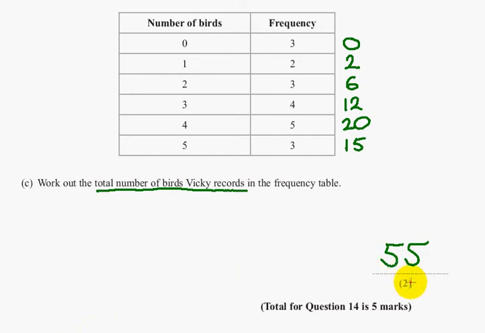And that's it for part C. That's worth 2 marks. 1 mark for evidence of at least 4 attempts to multiply number of birds by frequency, which would be done here. At least 4 of these are needed. And the second mark for the answer of 55. And that's it for question 14.